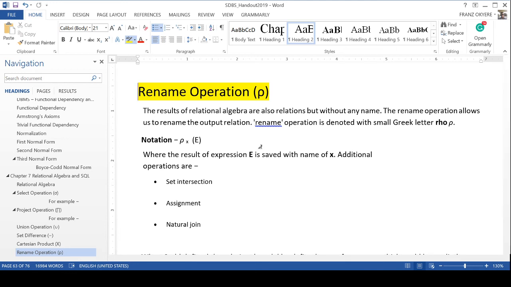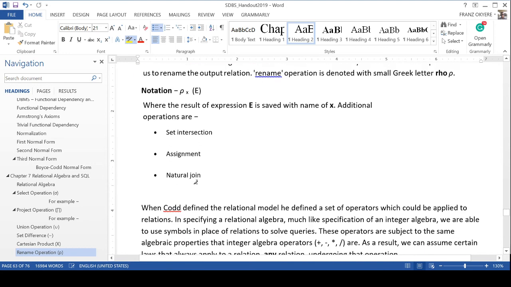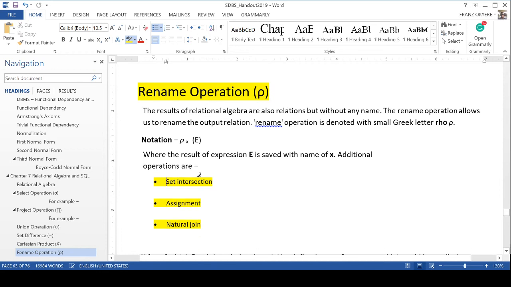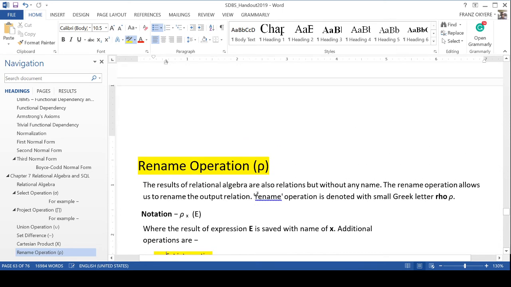The rename operation is denoted with the small Greek letter rho. Rho, tau, etc. These are all Greek symbols. Additionally, we can have set intersection, assignment, natural join, and all that. The names imply what they do. We're joining, we are assigning, we are intersecting, which means you find the common records between the two relations.